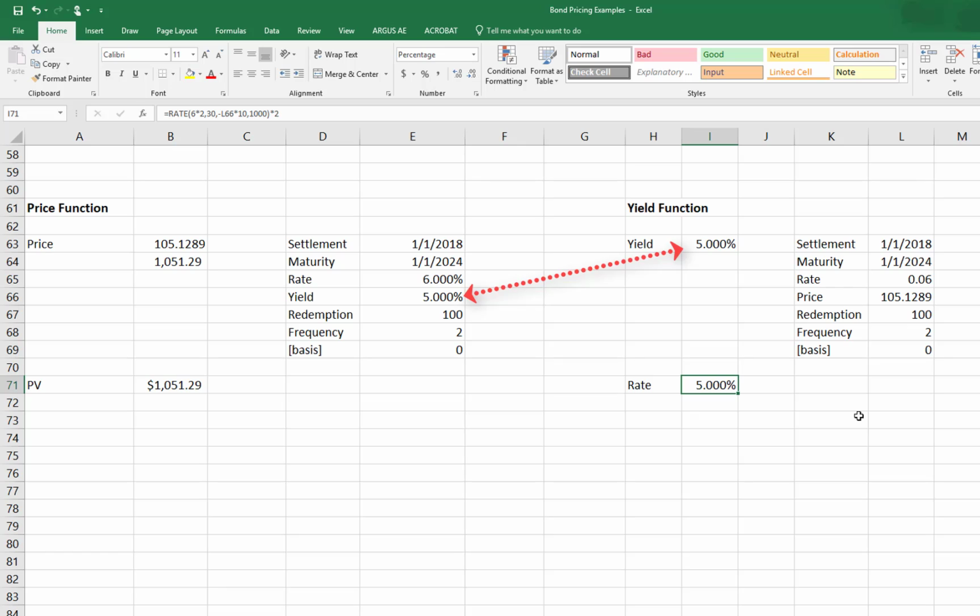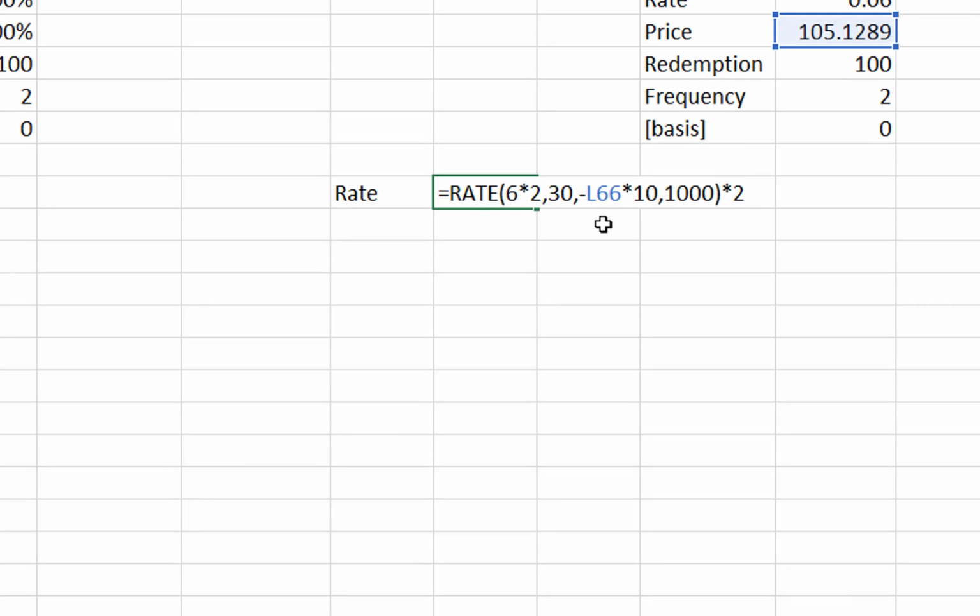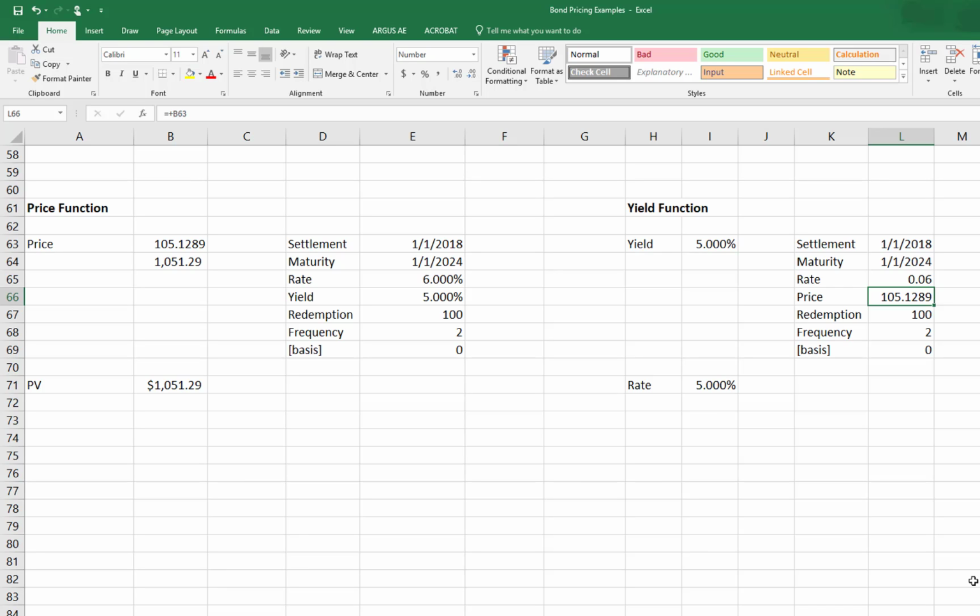And then there's another function we could use in Excel. This is the simple time value function where we solve for the periodic rate. Here my inputs are going to be the 6 times 2 for the number of periods. The payment is $30 per period. The present value, I linked to the cell over there, and I multiplied it times 10 to get the dollar amount. The $1,000 future value, the par value of the bond, and then I'm multiplying all of that result times 2 to convert from a periodic rate to an annual rate, and that's how yields to maturity are always expressed. We talk about yields in annual terms, so I'm multiplying it times 2 and we get the exact same result. So 5% is the yield to maturity if we're buying the bond at 105.1289% of par and redeeming it at par, with a 6% coupon rate and 6-year maturity.